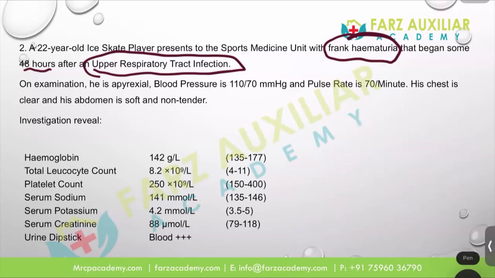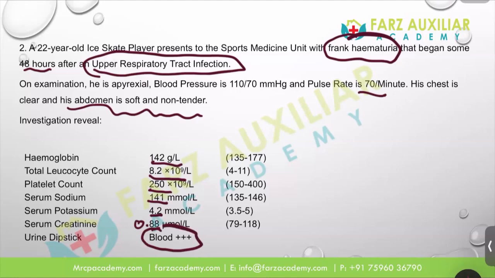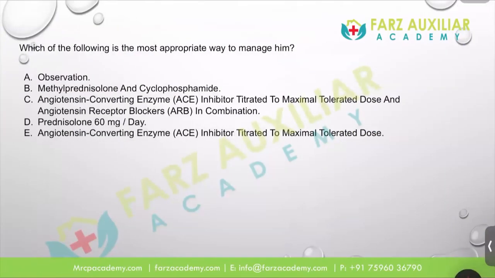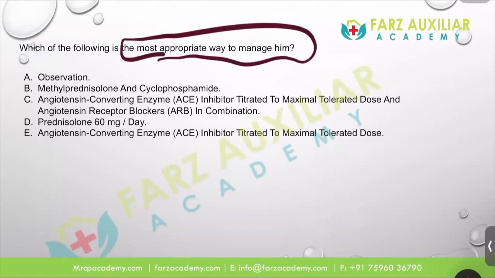So our patient is a 22-year-old man. He had an upper respiratory tract infection. His pulse rate is 70, his chest is clear, his abdomen is soft and non-tender. Hemoglobin is 14.2, total leukocyte count is normal, platelet count is okay, sodium is 141, potassium 4.2, creatinine 0.88, fine. Urine dipstick is 3+ blood. So what is the most appropriate way to manage him?